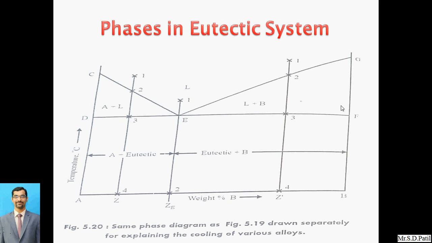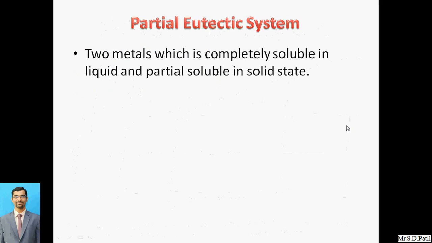Now how can we find out the amount of liquid here? The liquid is above this, so the opposite is 3F divided by EF. To find out the amount of B, the opposite line is E3. Here everything will be B, and here everything will be liquid. So the opposite is 3E divided by the whole EF. I hope you have understood these three phases.